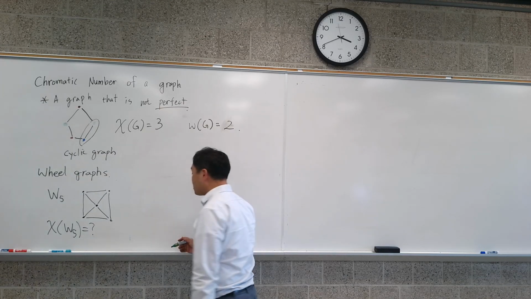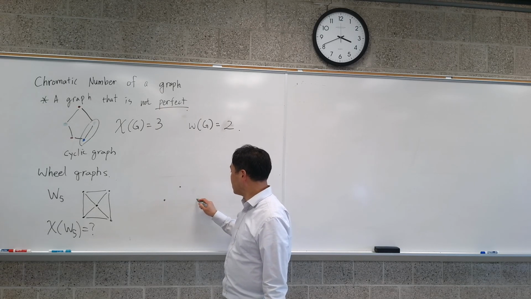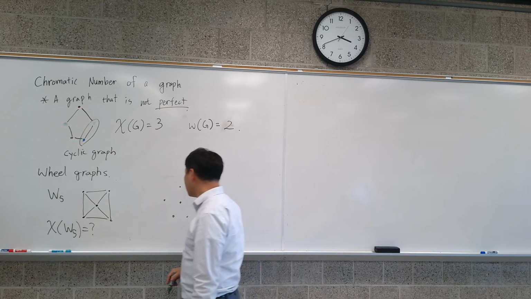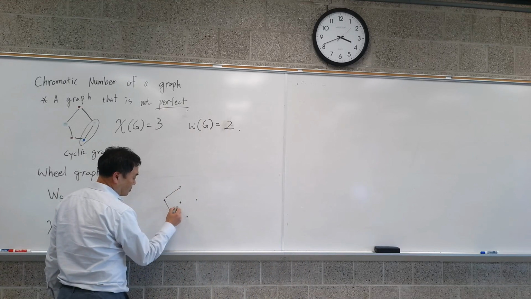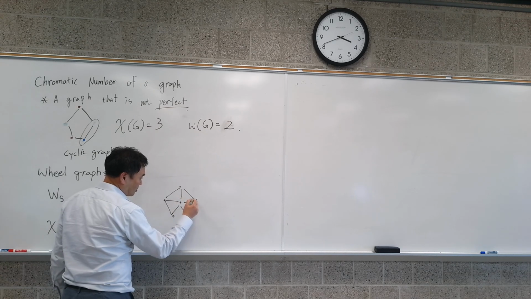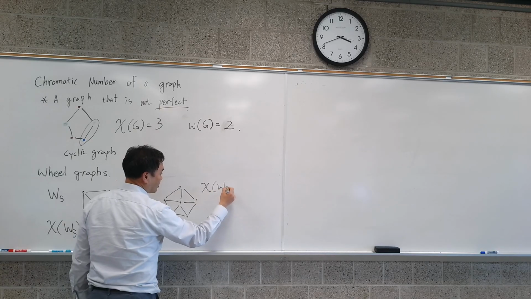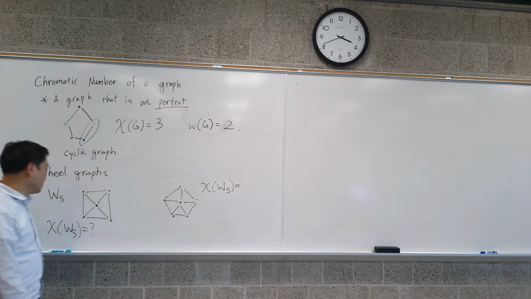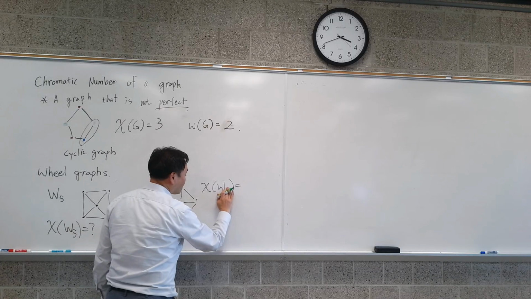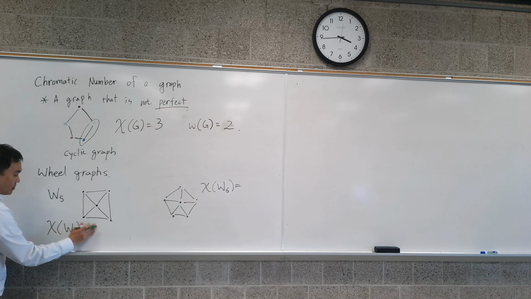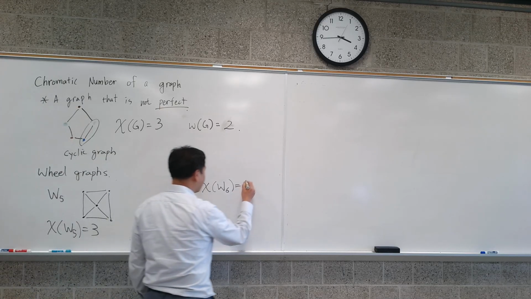Okay, and now let's think about W6, which is you have a center point and 5 vertices. This is W5. Okay, no, W6. Okay, so figure out the chromatic number for each one of these. Same? Okay, great. Yeah, that's right. So this will be 3 and that will be 4.